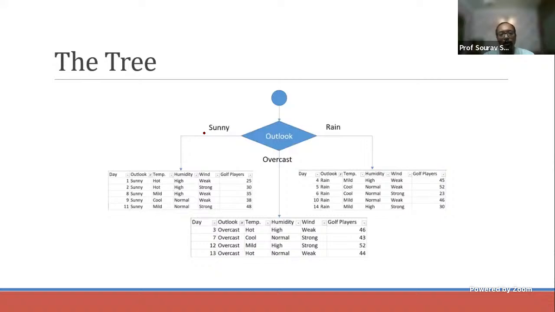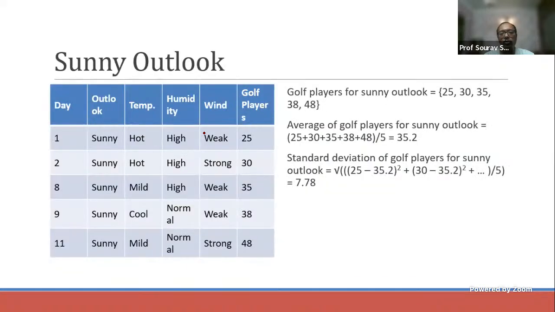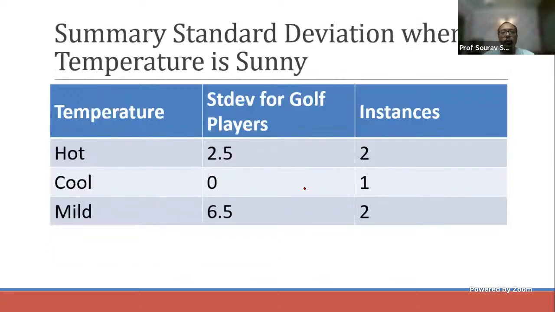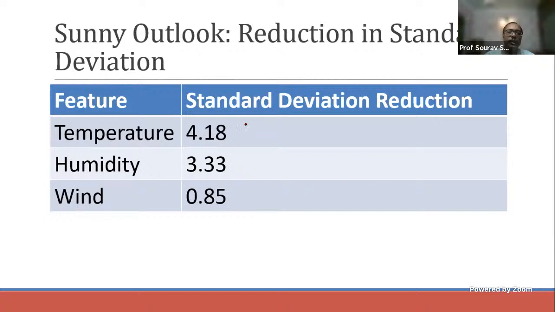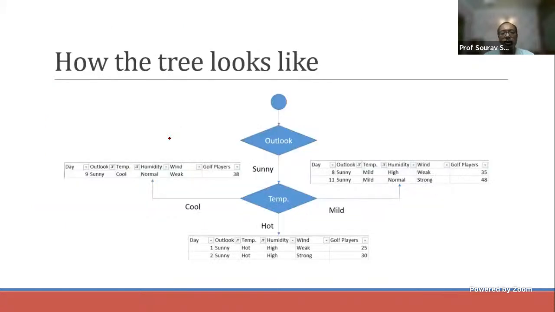So this is how it looks right now: outlook overcast, outlook sunny, outlook rain. Now, once again, I'm going to split on the sunny outlook. For sunny, earlier it was 7.78. After splitting based on temperature and the other variables, this is what I get. Temperature 4.18, humidity, wind. Which one to use right now for the reduction? Temperature, exactly. It's giving the maximum reduction. So let's split based on the temperature.